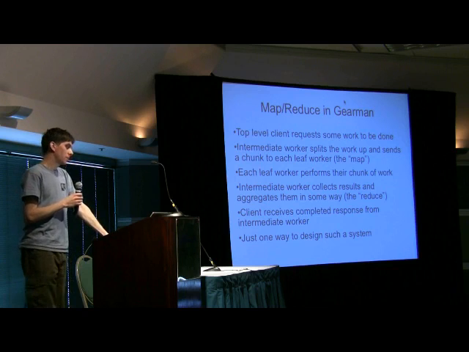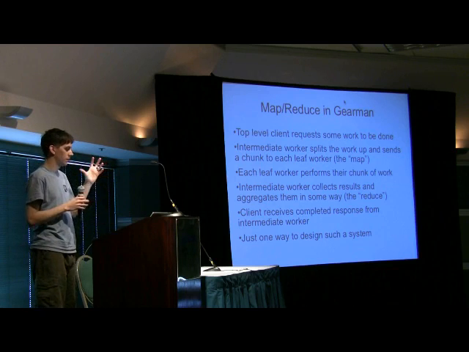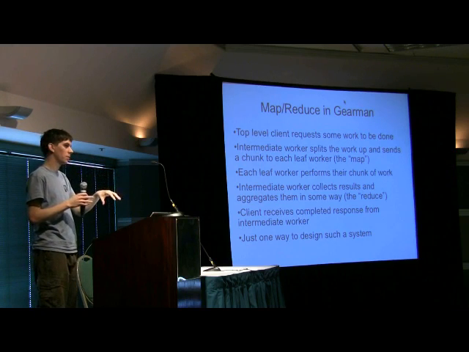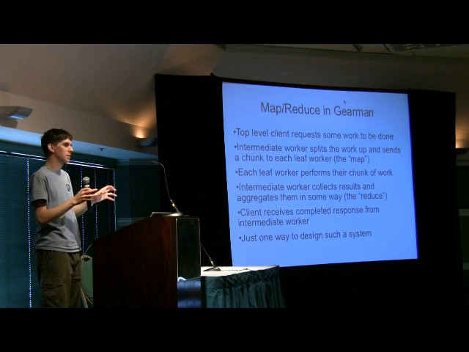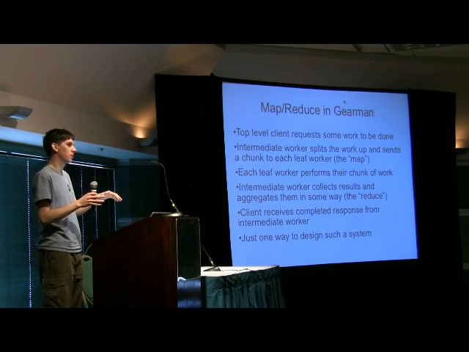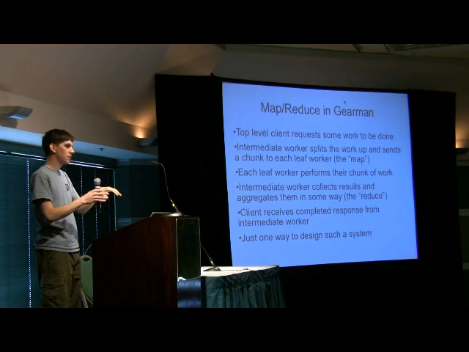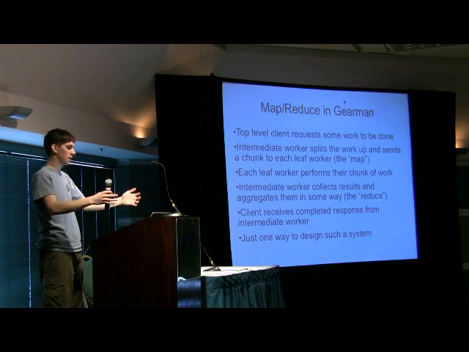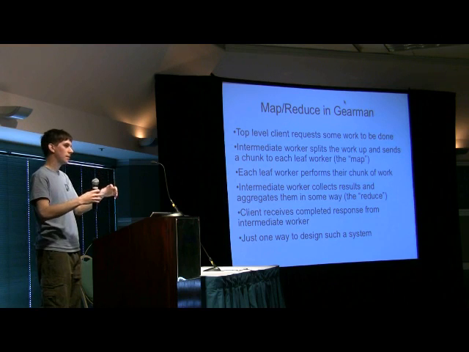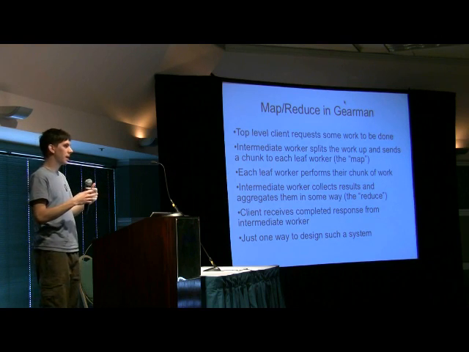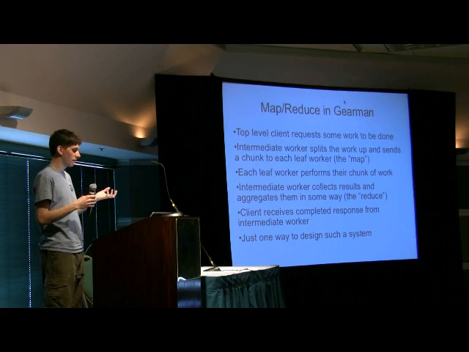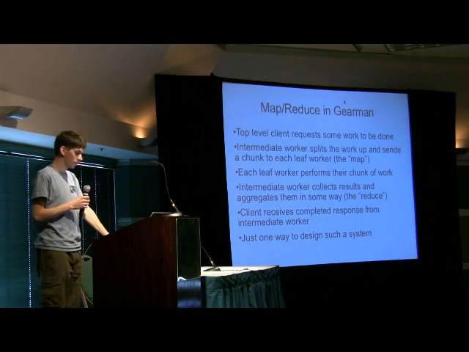So in MapReduce, you typically have a top-level client that has some big chunk of work to be done. It pushes it down to an intermediate worker, which splits that work up into small, bite-sized chunks that are easier for your leaf nodes to process. That intermediate piece will then concurrently send all those sub-jobs down. The workers can process those, and then that intermediate worker can aggregate all those results back and give some consistent view, or some useful, meaningful data that came back from those workers.